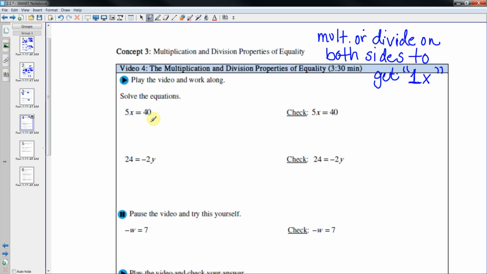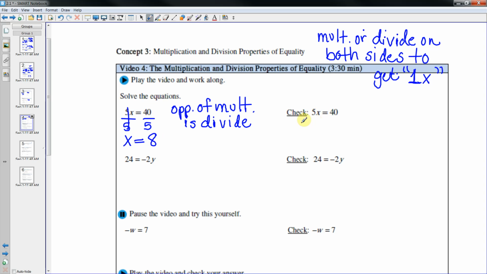So if I've got 5x equals 40, I want to think about how can I make that 5x into a 1x? Well, it's 5 times x, so the opposite of multiply is what? Is to divide. So if I want to cancel out the 5 that's in front of that x, I could divide both sides by 5. Remember, whatever I do to one side, I do the other. Those 5's would cancel, so x equals 40 divided by 5 is 8. So I'm going to say the answer is 8.